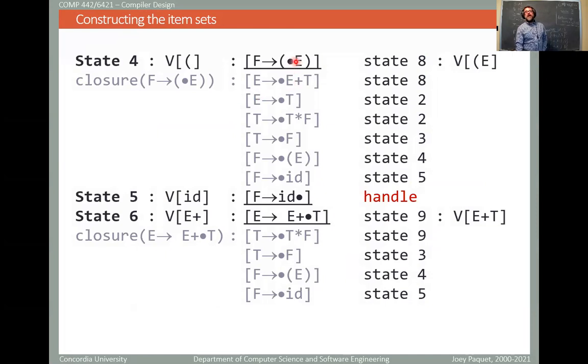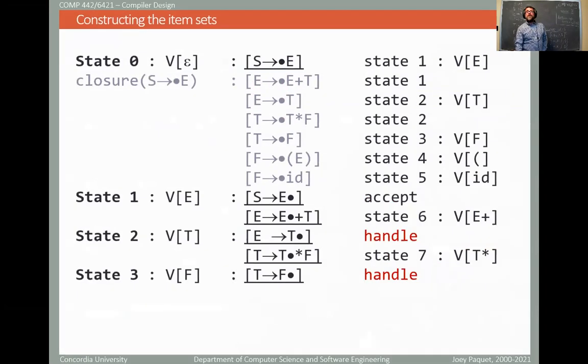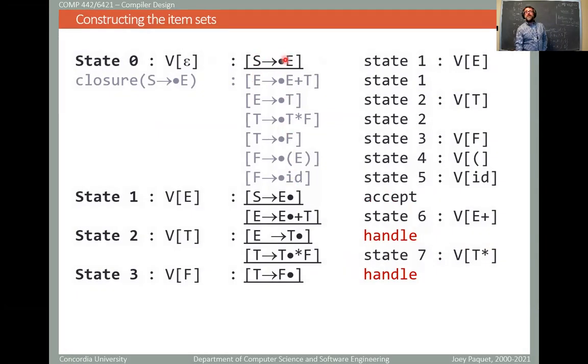Then what can happen if I have this state, this set of items? Either I can move the dot after an E with either of these two here, or I can move the dot after a T with either of these two here, or move the dot after an F, or move the dot after open parentheses, or move the dot after ID. So each of these is actually leading me to a new state.